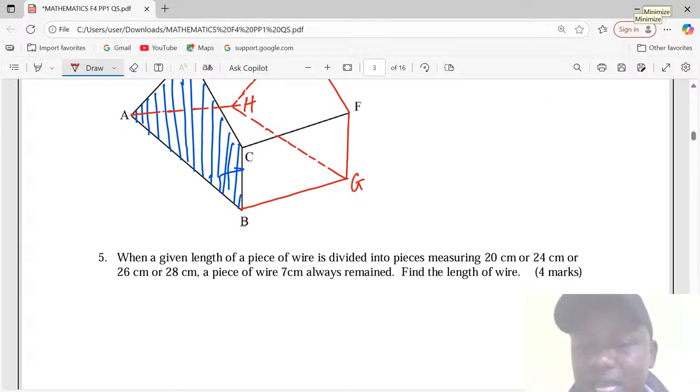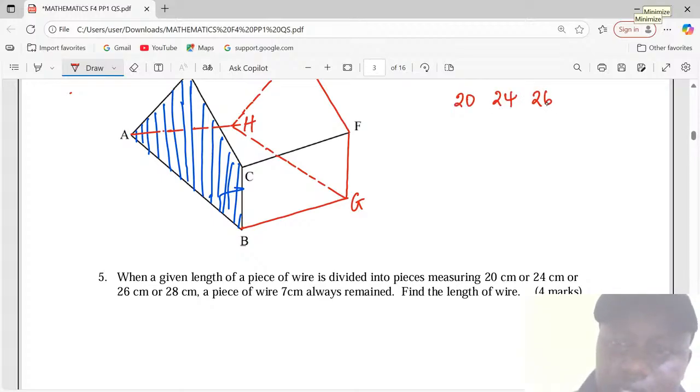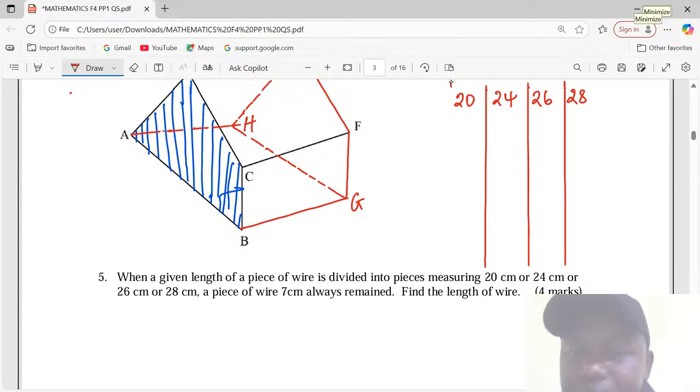Because this particular wire, which is long, is divisible by all these, it means it is the LCM. We need the multiple of all of them. So we first take the LCM of 20, 24, 26, 28. We take the LCM first, so that you may say that would have been the longest length which can be divided by all of them if it were not for the balance now.